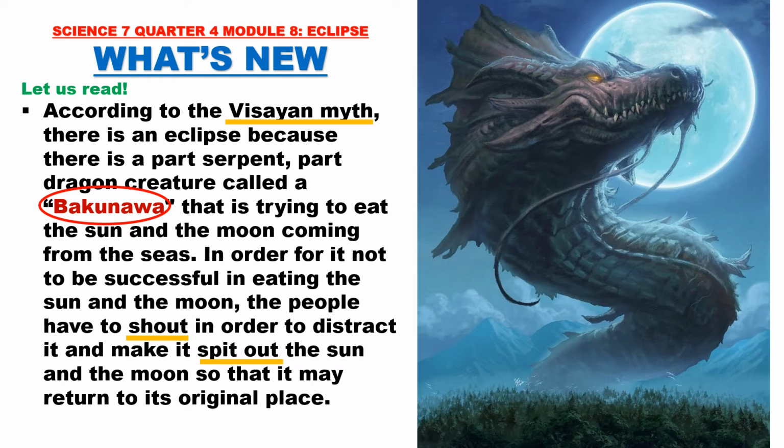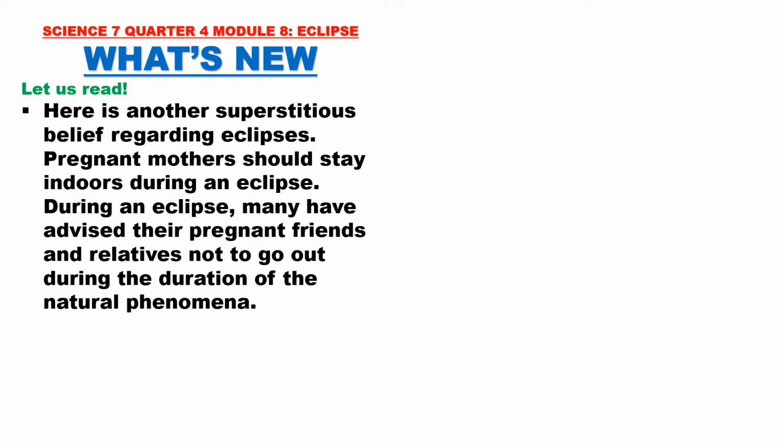The Bakunawa is a serpent-like dragon in Philippine mythology. It is believed to be the cause of eclipses, earthquakes, rains, and wind. It was generally believed to be a sea serpent, but is also variously believed to inhabit either the sky or the underworld. Here is another superstitious belief regarding eclipses.